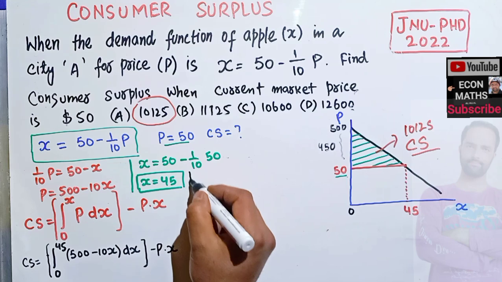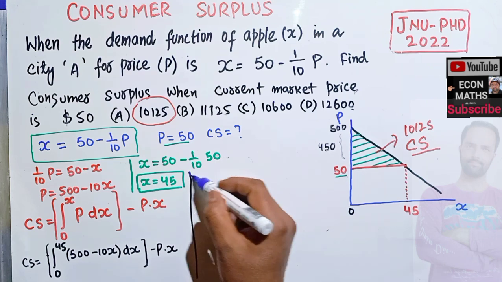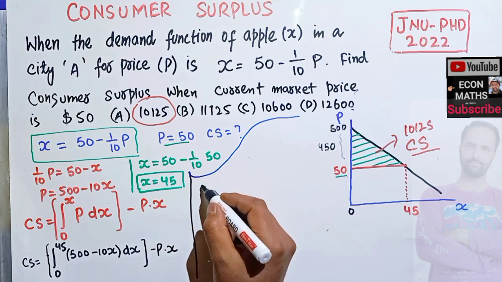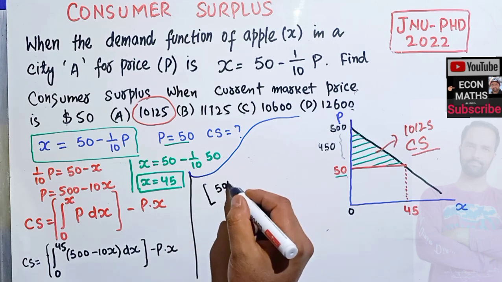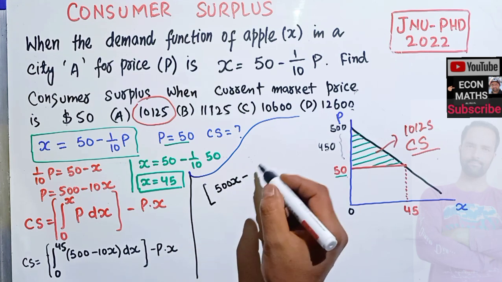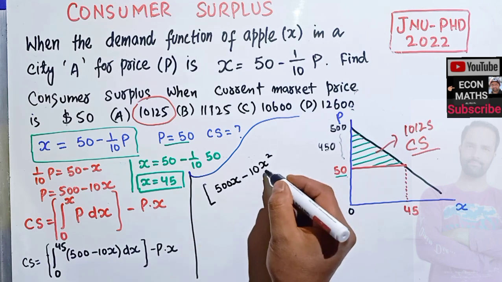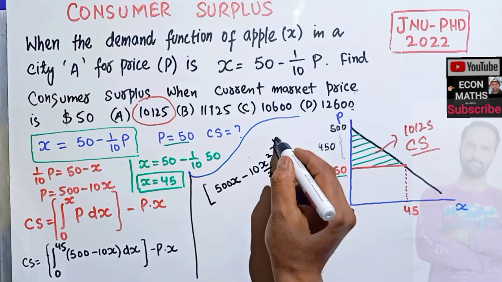This method we often use when we are given non-linear demand and supply functions. I was just trying to explain that we can also use this very method here, though it will be a lengthy one. Now the integral of 500 will be 500x, minus the integral of x, which is x square upon 2, and we evaluate it from 0 to 45.